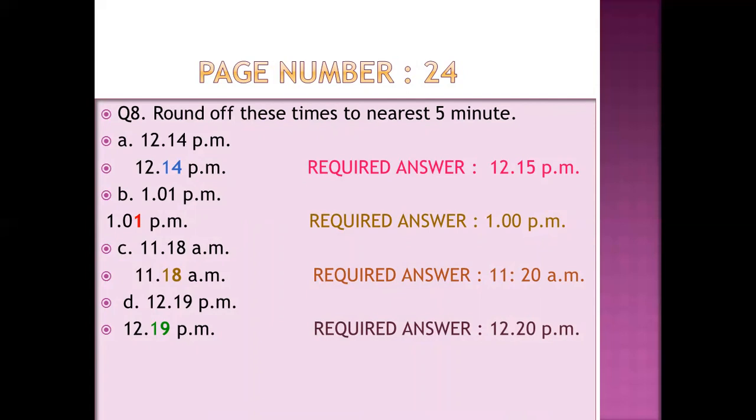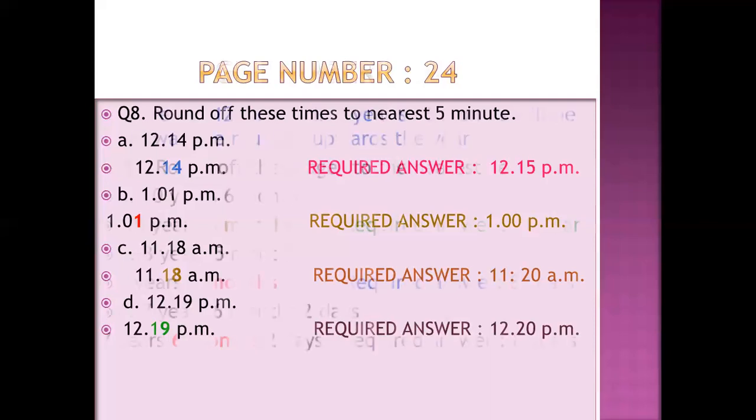Then the C part is 11:18 a.m. and 18 is nearest to 20. So after rounding off the time, required time will be 11:20 a.m. The last part is 12:19 p.m. and again 19 is nearest to 20. So our rounded time will be 12:20 p.m.